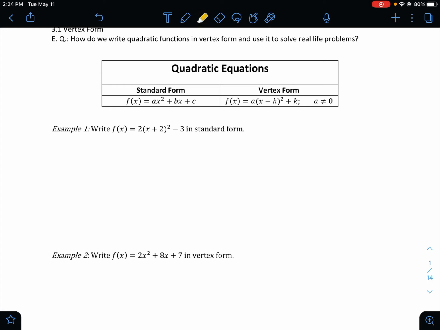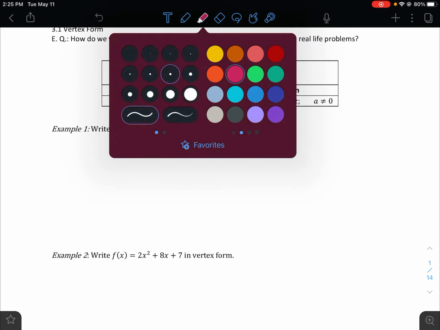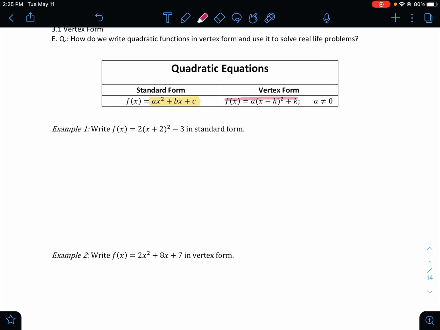The first form is standard form where it's ax squared plus bx plus c. Okay, typically we have that set equal to 0 when we're trying to solve it, but right now it's our function, so it's in function notation f of x. Vertex form, which we just looked at when we were looking at the transformations of various parent functions, is f of x equals a times the quantity x minus h squared plus k. All right, and a cannot equal 0, because if a equals 0, we just end up with a constant function.